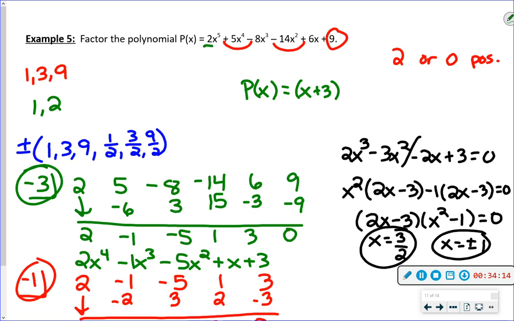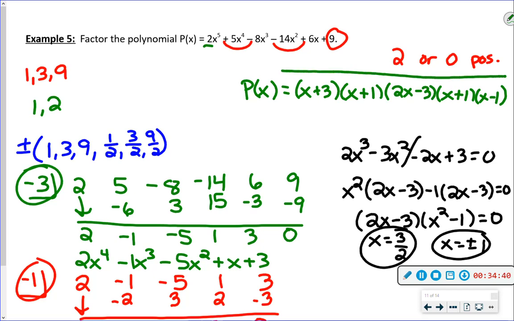Then we had negative 1. I'm going to write that factor style, x plus 1. Remember, 5th degree, I should have 5 factors. 3 halves, you can see the factor right above it out of the fraction form. I'm going to put 2x minus 3. And then I'm going to use plus or minus 1, x plus 1, x minus 1. Do you have all 5 factors now? I know there's some repeated ones, but we do have technically all 5.